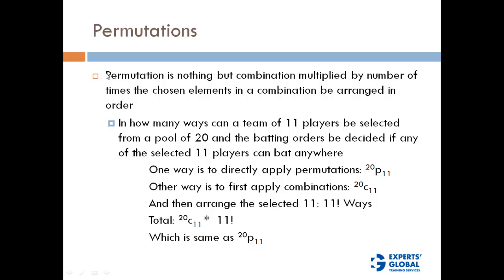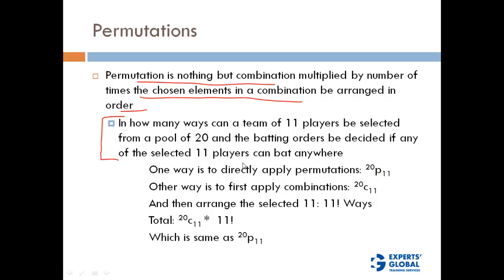So this is the same concept I was just talking about. Permutation is nothing but combination multiplied by the number of times the chosen elements in a combination can be arranged in order. So let's look at these examples now.